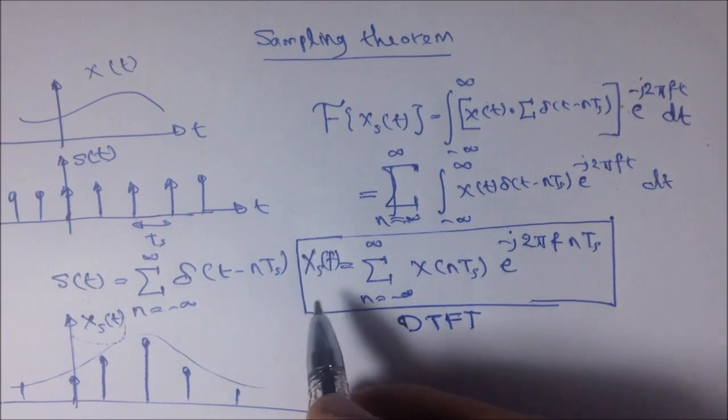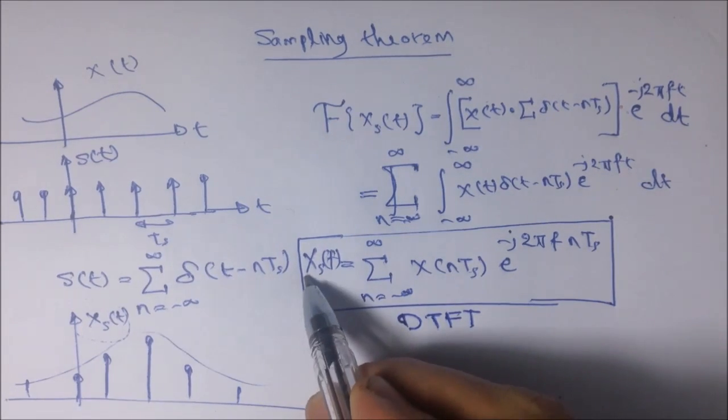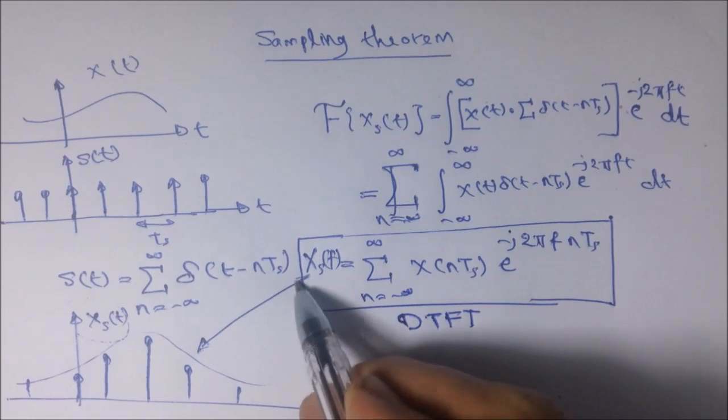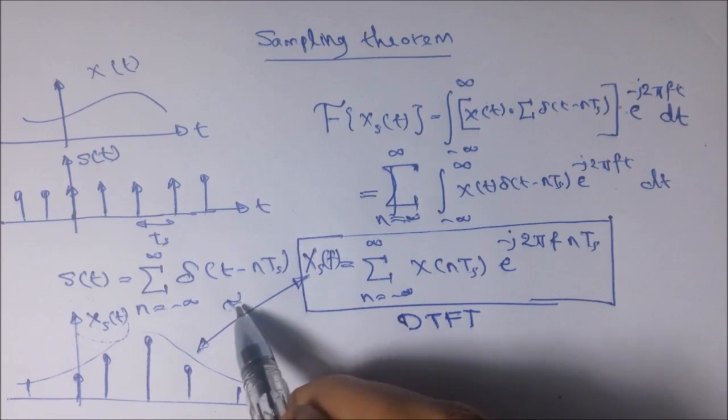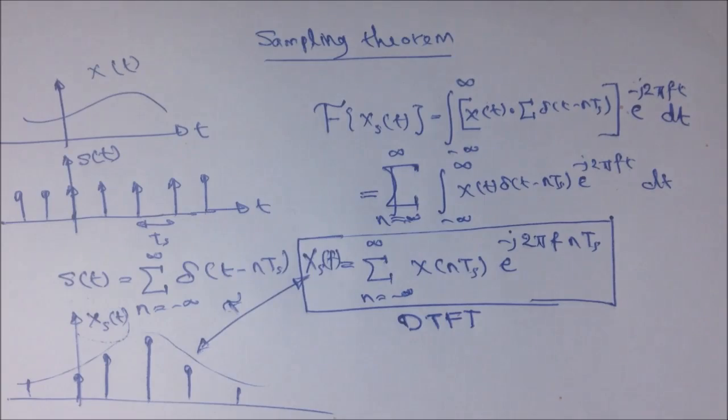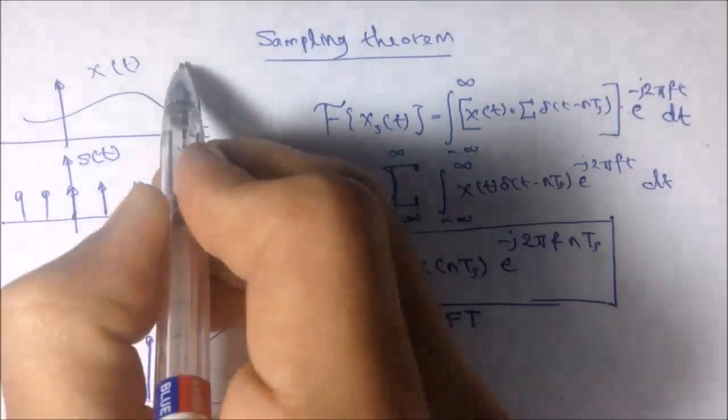Notice that this X of f represents the spectrum of the discrete signal, while the spectrum of the original signal, let's call it X of f.